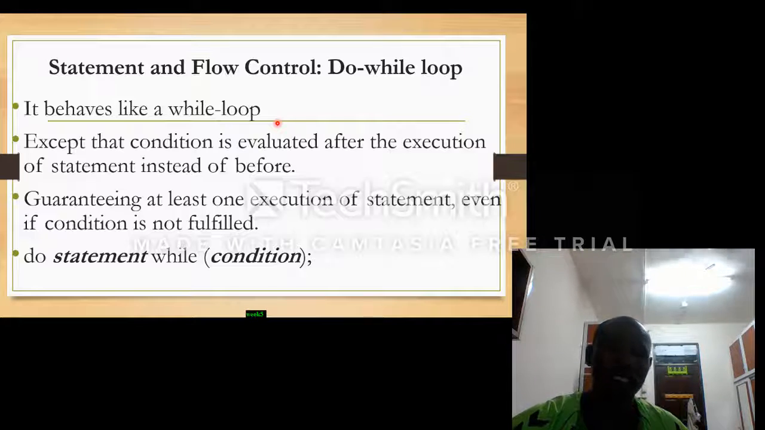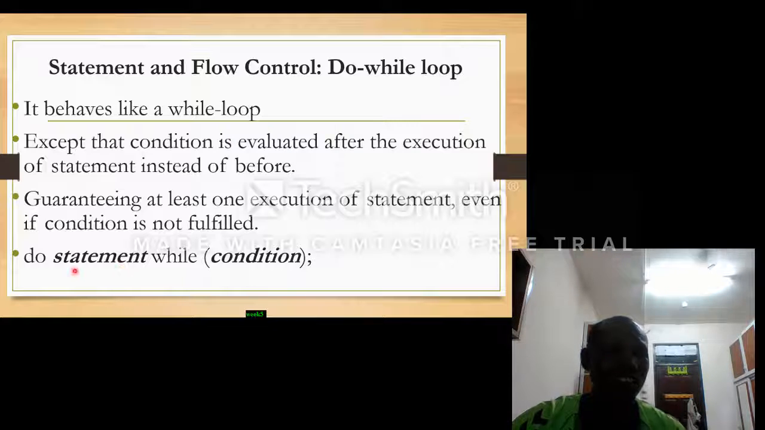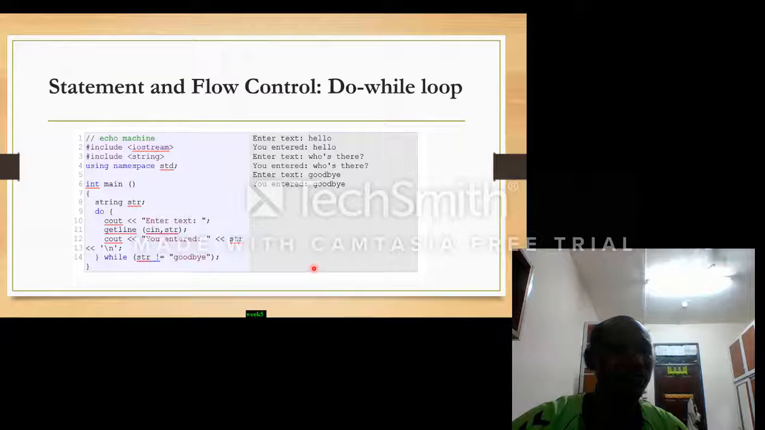The next one after the while loop is the do while loop. It behaves like a while loop, except that the condition is evaluated after the execution of the statement instead of before. That's the major difference, guaranteeing at least one execution of the statement even if the condition is not fulfilled, because the statement is at the top and the condition comes at the end. This is the general syntax of the do while: do statement while condition. Let's look at the example to demonstrate this.